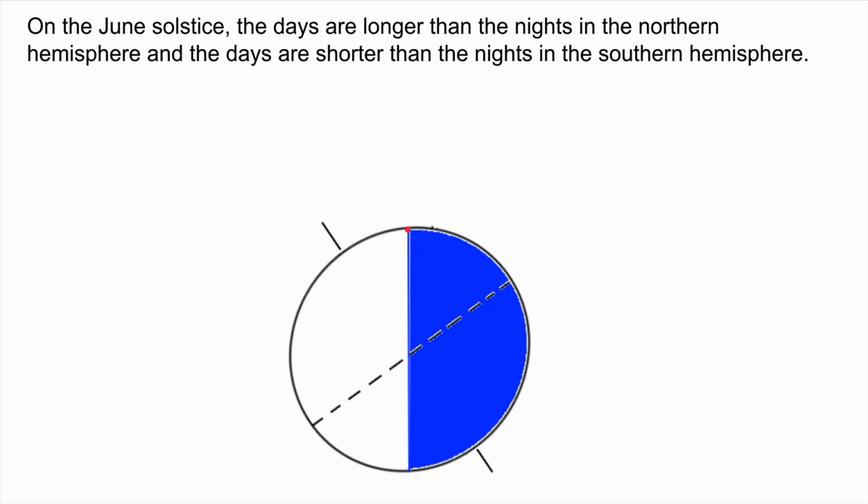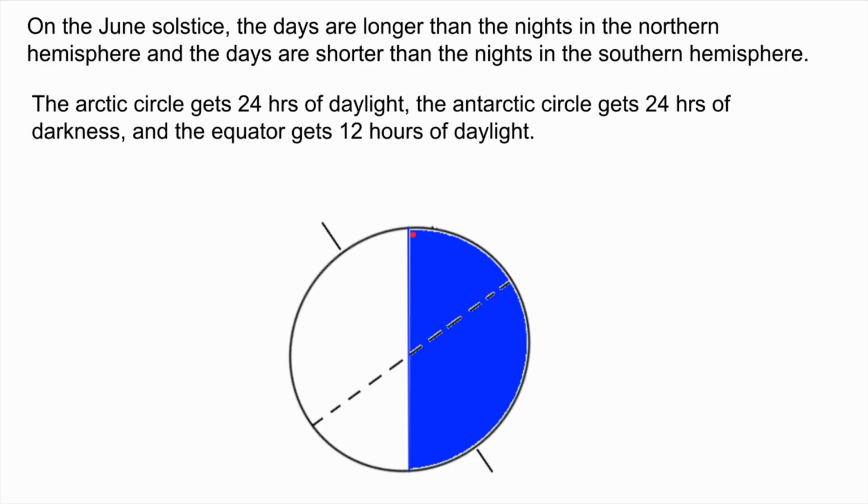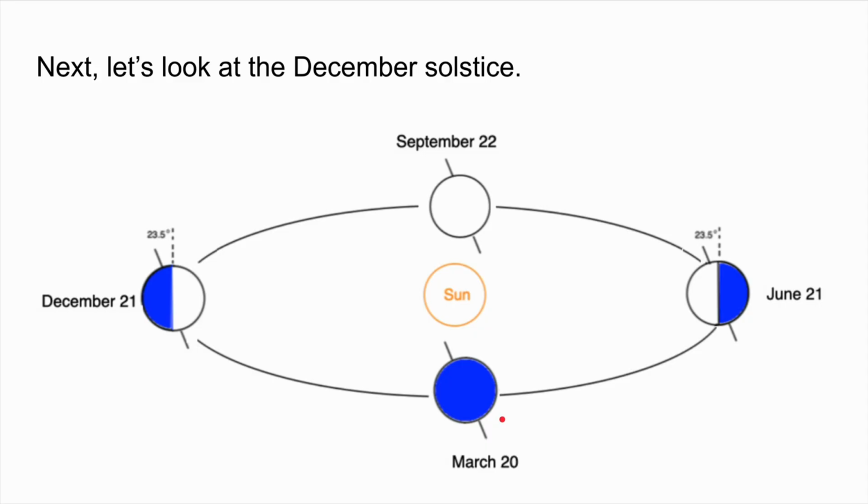And if I get to a thing called the Arctic Circle, I notice that there's 24 hours of daylight here. And if I come down here into the Antarctic Circle, I find that there's 24 hours of darkness here. Well, let's look at the December solstice. So on December 21, we're tipped 23.5 degrees in this orientation, so that the north is 23.5 degrees away from the sun, and the south is 23.5 degrees towards the sun.